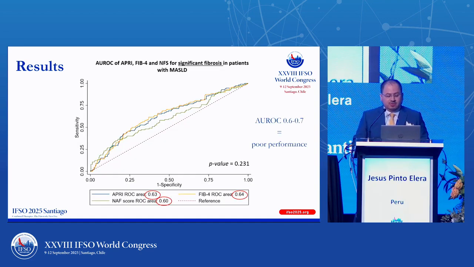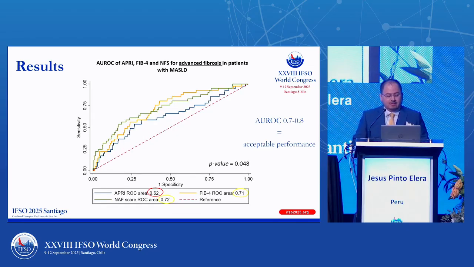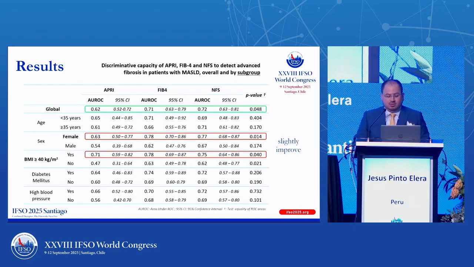This was the outlook for significant fibrosis, where all three tests have a poor performance, around 0.6. And when we analyze advanced fibrosis, that is what we care about, APRI maintains a poor performance, whereas FIB4 and NFS show acceptable performance. In the subgroup of females and patients with severe obesity, there was a slight improvement in the outlook.